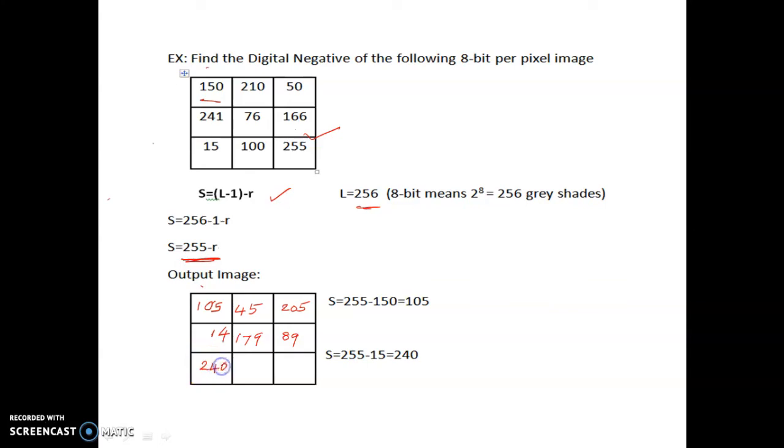So each value we have to subtract from 255. So 255 minus the input image value. So here 100. So 255 minus 100 is 155. Then 255 is coming. 255 minus 255 is 0. Like this we have to find the answer.